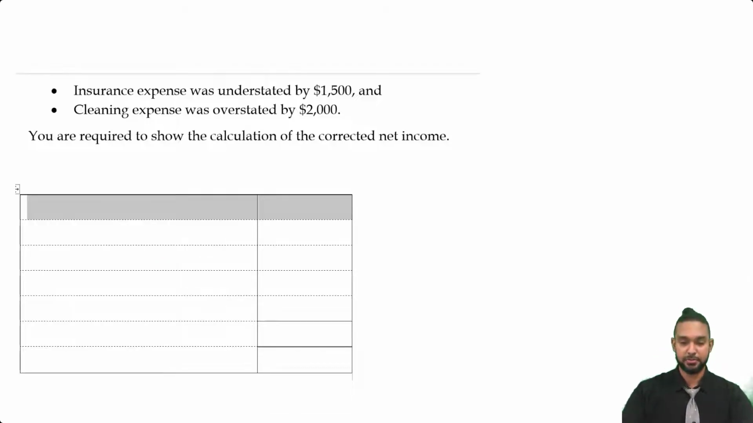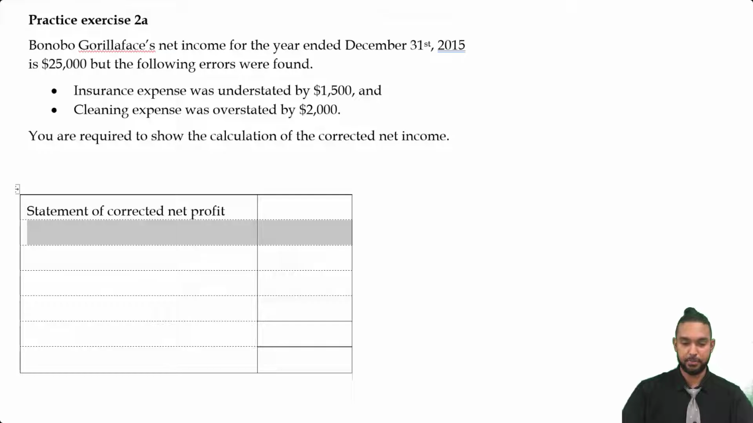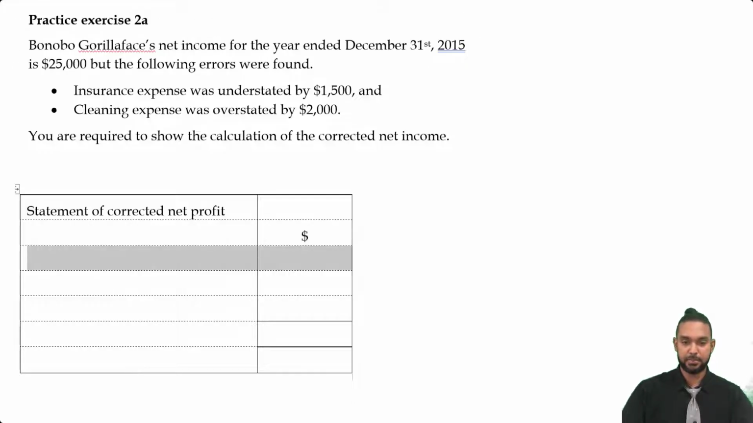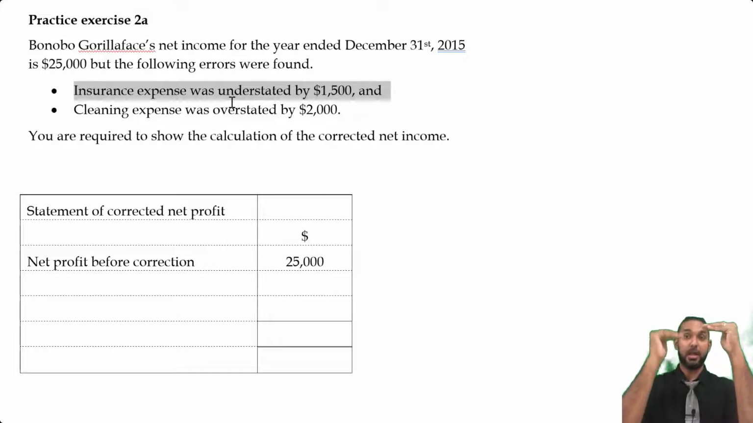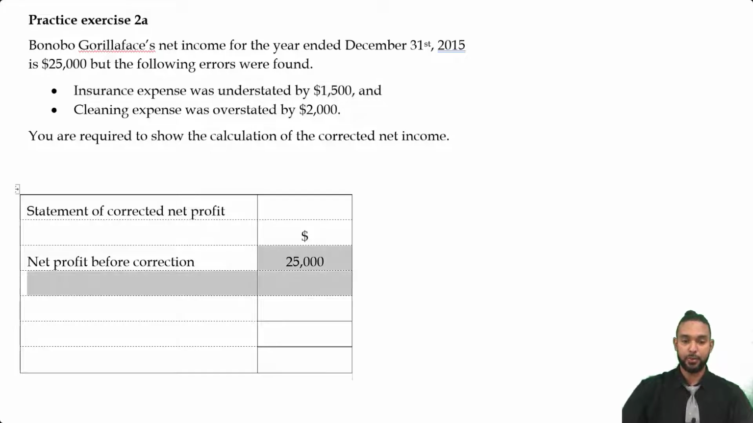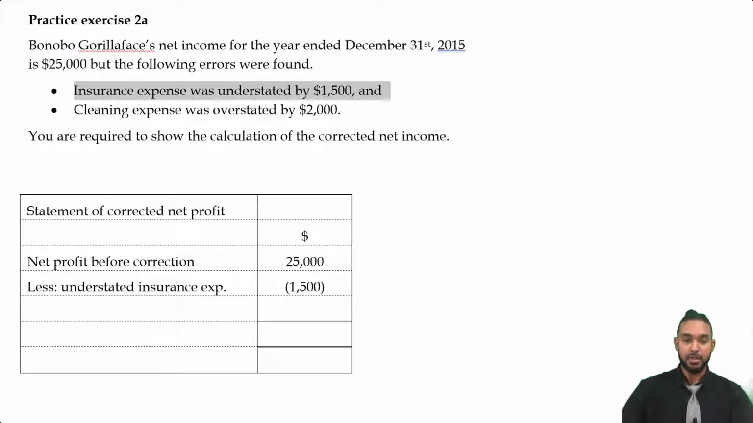Okay, so we're going to start off by heading up, statement of correcting net profit. Let's put the dollar sign and let's put the 25,000 of net profit before correction. So the insurance expense was understated. So understated means it's too low. When we fix it, we're going to increase it. And when we increase an expense, profit is going to go down. So that means that we're going to have to subtract the understated insurance expense figure.